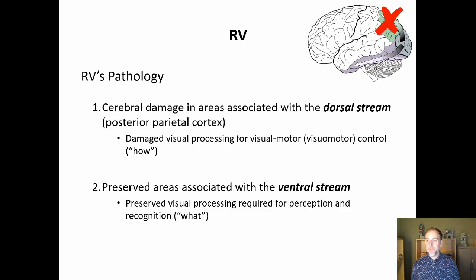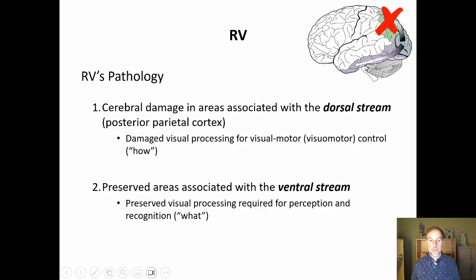Just a summary slide about RV, just to be very clear about her condition. It's referred to as optic ataxia. So ataxia means poor coordination, and her coordination was fine. The problem is when she tries to use vision to coordinate her movements. So it's ataxia, poor coordination, but they add the optic part because it's poor coordination using vision, or poor visual motor abilities. So you can see here the damage to her dorsal stream.